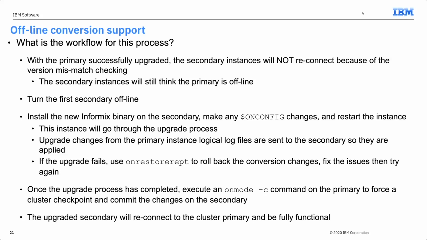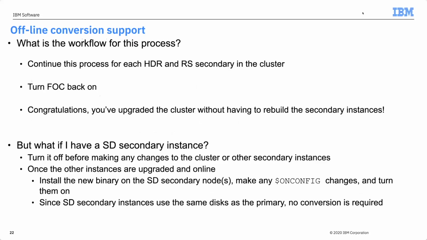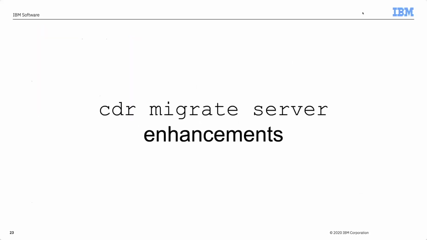And you'll go through doing that for each of the secondaries. If you have shared disk secondaries, obviously you turn those off first, leave them off until all of your other secondaries have been upgraded. Then you'll install the new binary, turn that one on, and it will spin right up just because it's using the same disk as the primary. So that's the changes to offline conversion of secondaries. It's going to save you a ton of time in migrating a cluster.